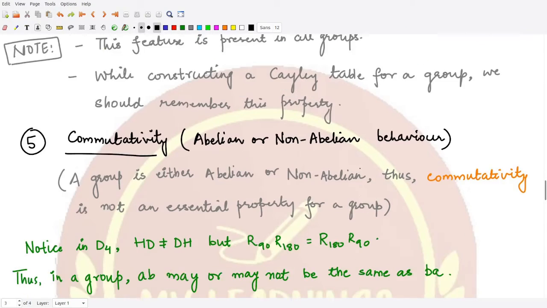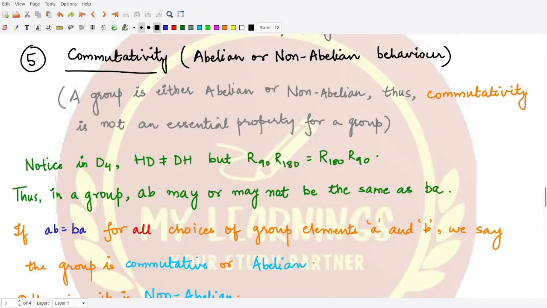Moving further on, the fifth property is that of commutativity. Now what is this commutativity? You can also call it the abelian property of the group, or if it does not hold, then you can call it the non-abelian property of the group. Now this property is not an essential property for any mathematical structure to be a group, right? This is an additional property. So here any group could either be abelian or non-abelian.